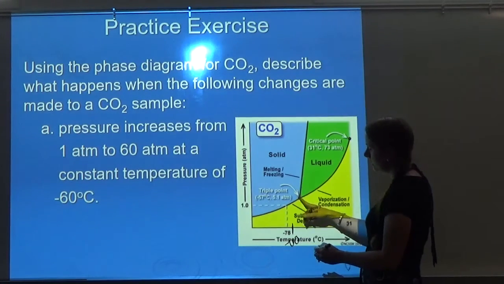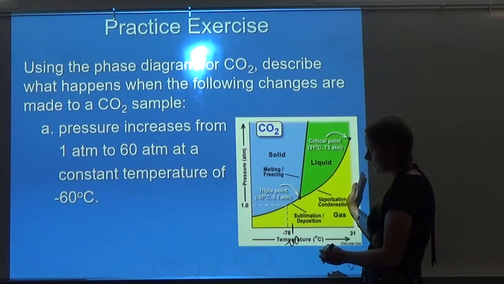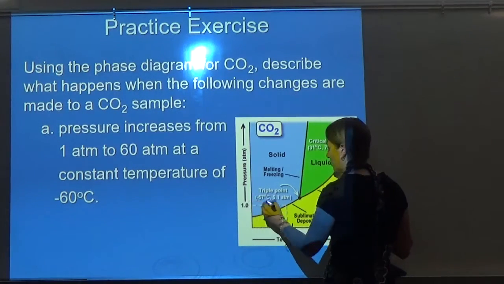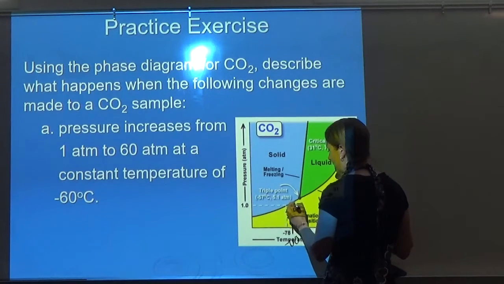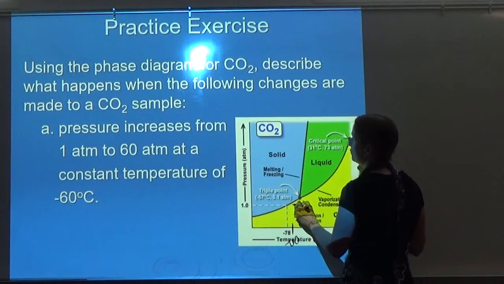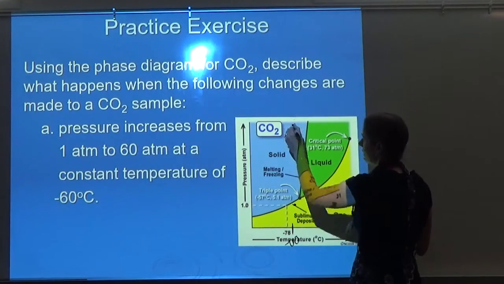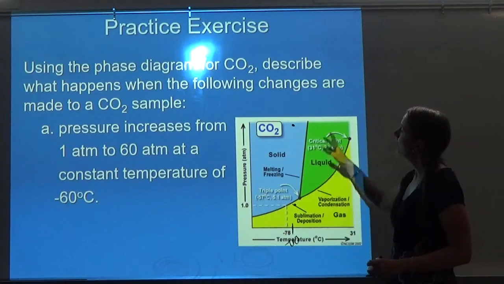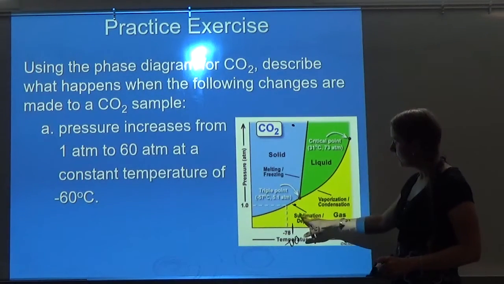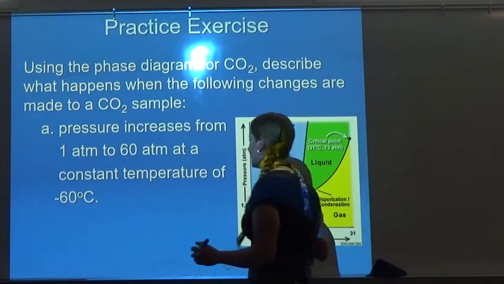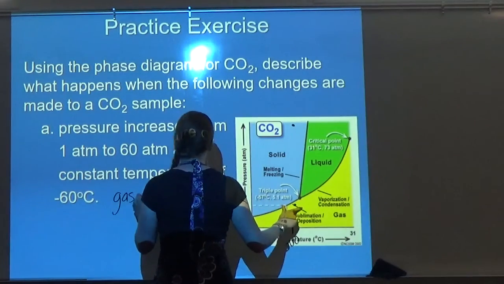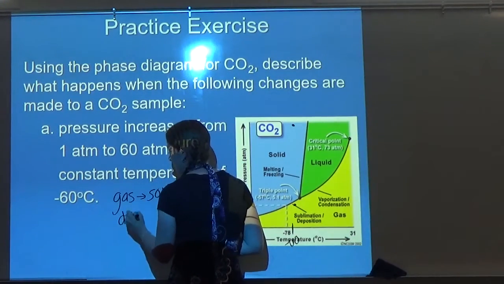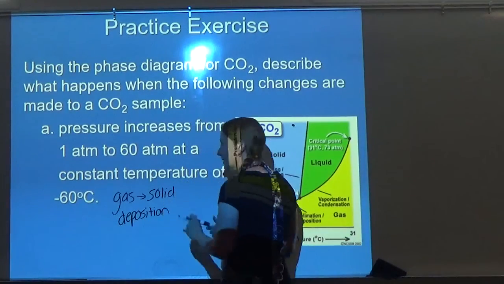Okay, so we're not on the triple point or to the right of the triple point. We're somewhere to the left of the triple point. All right, so it says we're increasing from a pressure of 1, so we're about right here, atm, to 60 atm. Again, it doesn't tell me where that is, but I can clearly see I'm increasing pressure a lot. So it says, what happens when the following changes are made? Well, we are clearly going from a gas, you can see I'm in the yellow area, to a solid. So what is directly from gas to solid? It is deposition.